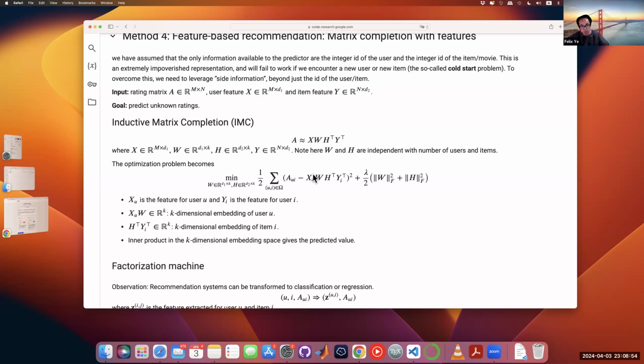So if we use this method, it is no longer a cold start problem. That means we don't need to train W and H again if we have new data or new users, because for new items and new users, X_u and Y_i are given as features. Then this matrix A can be calculated automatically. This is called feature-based recommendation.